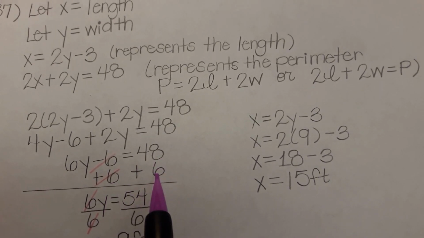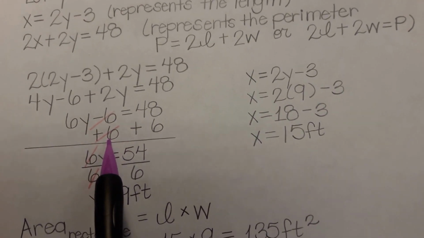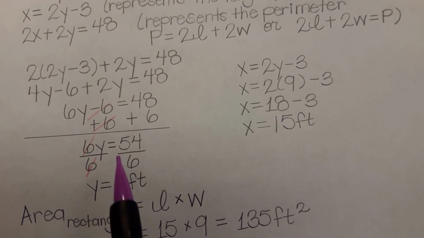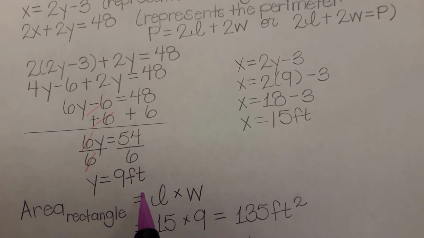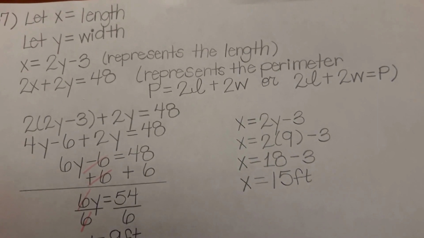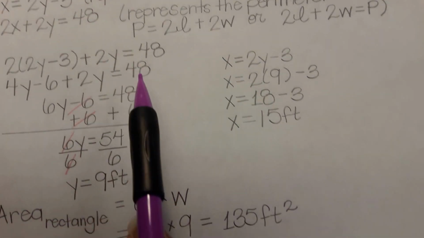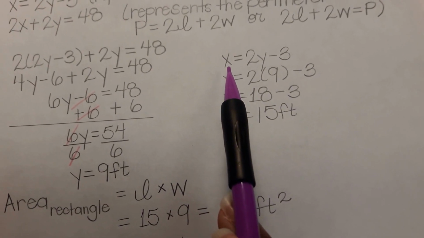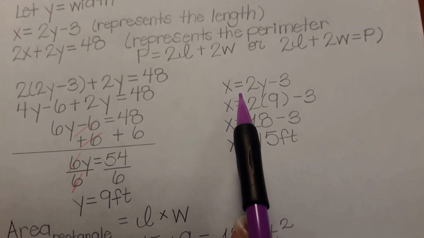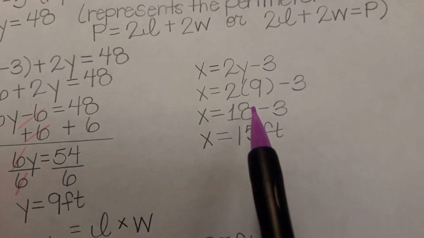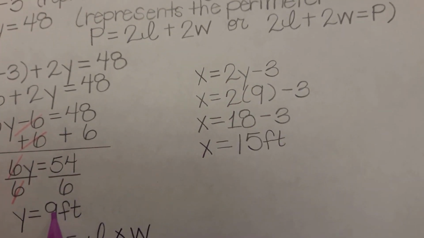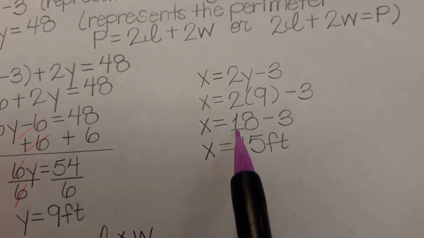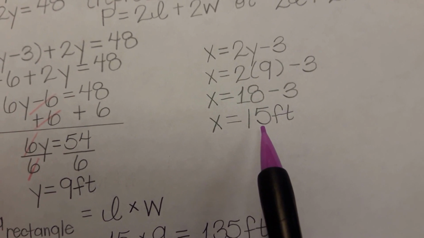Add 6 on both sides of my equation. Opposites cancel out to 0. 6y equals 48 plus 6, which is 54. Divide both sides by 6, so y is 9. So y equals 9, and that gave me my width. To find my length, again, the equation for my length is x equals 2y minus 3. I have 9 for y, so I want to substitute 9 for y. 2 times 9 is 18, minus 3 will give me 15 feet.